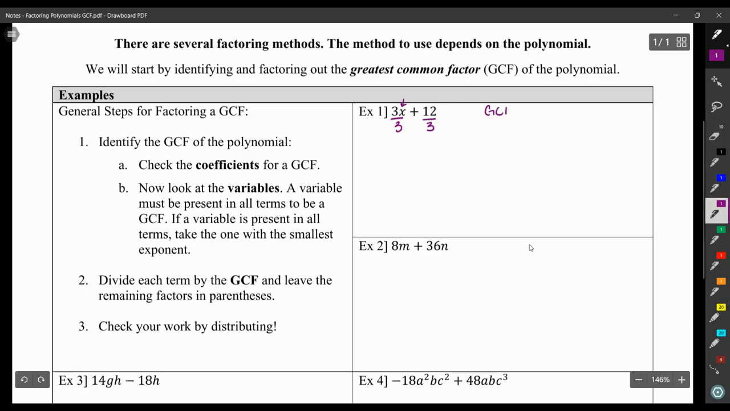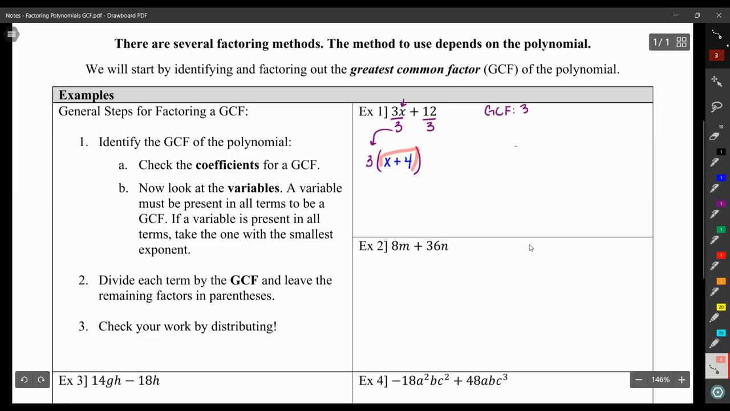So my GCF is 3. What happens is this GCF comes to the outside of parentheses. It doesn't disappear. We have to keep it somewhere. And we see what's left over. So 3x divided by 3 simply leaves us with x. 12 divided by 3 leaves us with 4. And then we just make sure and see if this can be factored any further.